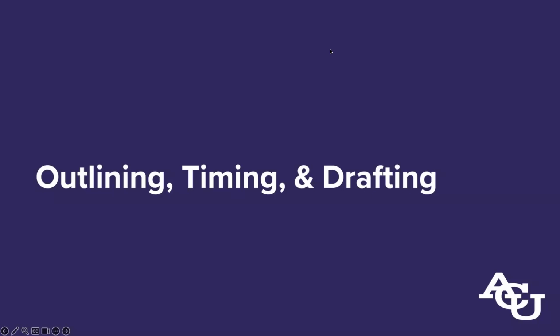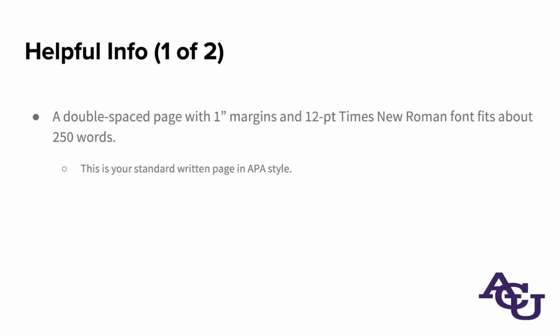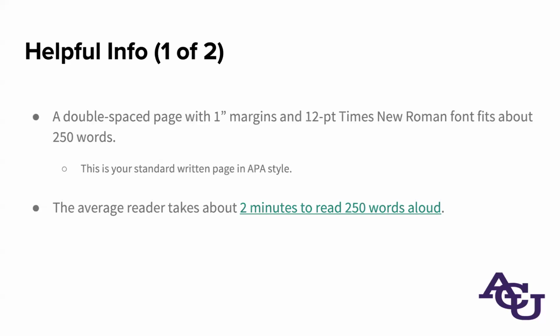All right, so let's talk about how to operationalize this to go from the instructions to outlining, timing, and drafting. Well, here's some things that might be helpful to know. First, if you are writing out all of your remarks, a double-spaced page with 1-inch margins, 12-point Times New Roman font, essentially all the things that you should be doing in APA style, including using our template, is going to be about 250 words. And it takes the average reader about 2 minutes to read 250 words aloud.